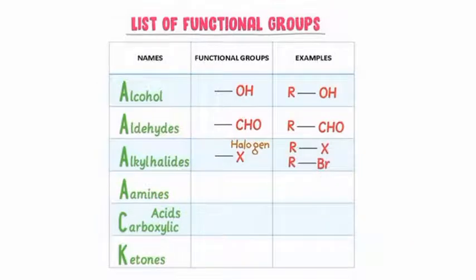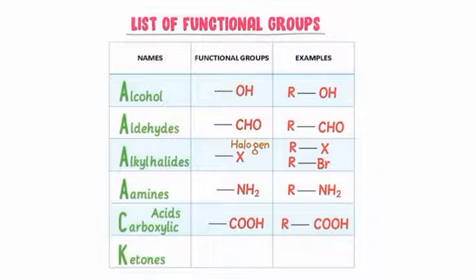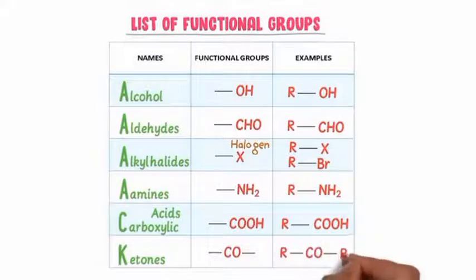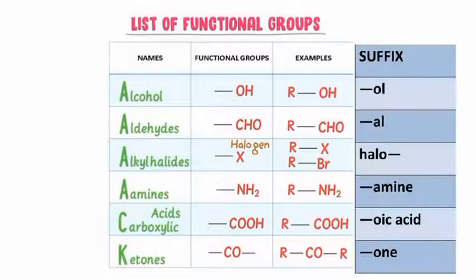The functional group of the amines is dash NH2, for example, R-NH2. That of carboxylic acid is dash COOH, for example, R dash COOH. For the ketones, it is dash CO dash, for example, R dash COR. So these are the list of important functional groups used in organic chemistry, and here are their suffixes.